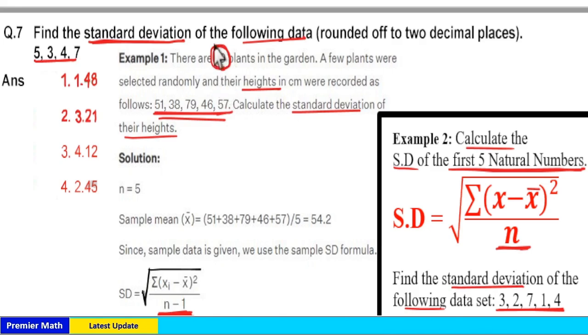If you have heights of all 39 plants, you can use n in the denominator. But here you only have heights of 5 plants out of these 39. So you should use n minus 1 in the denominator.